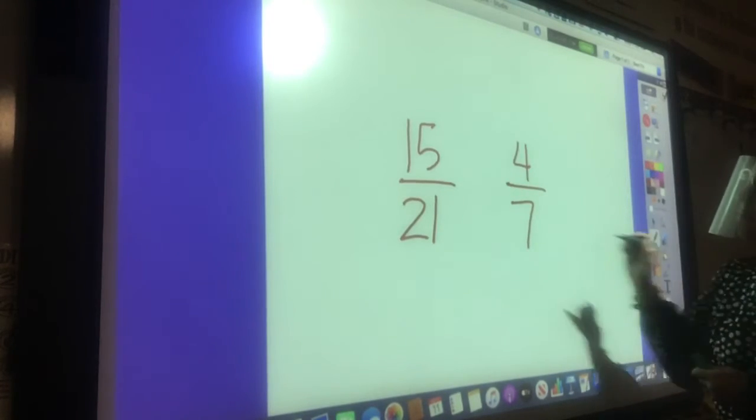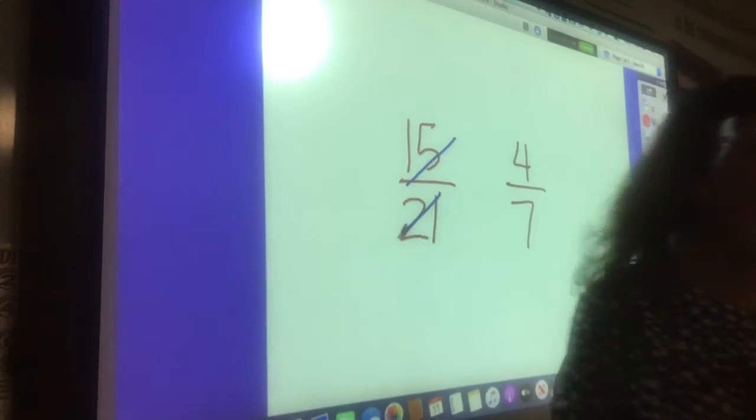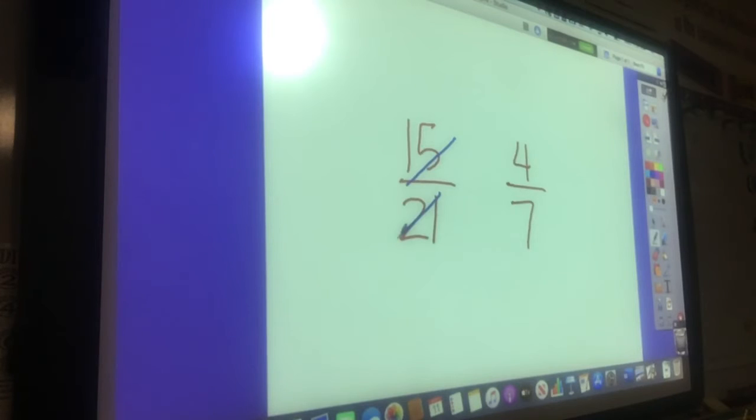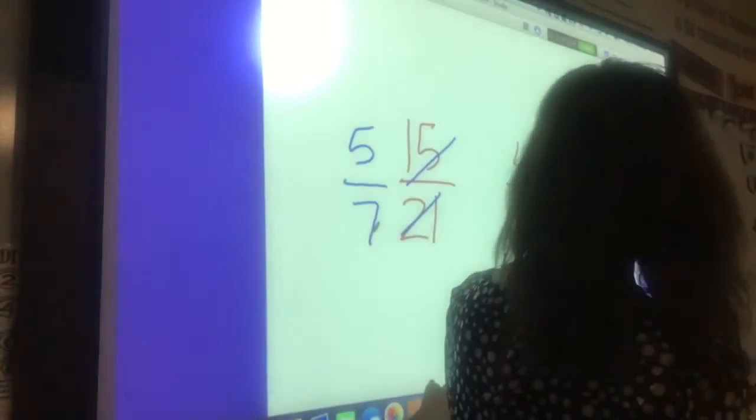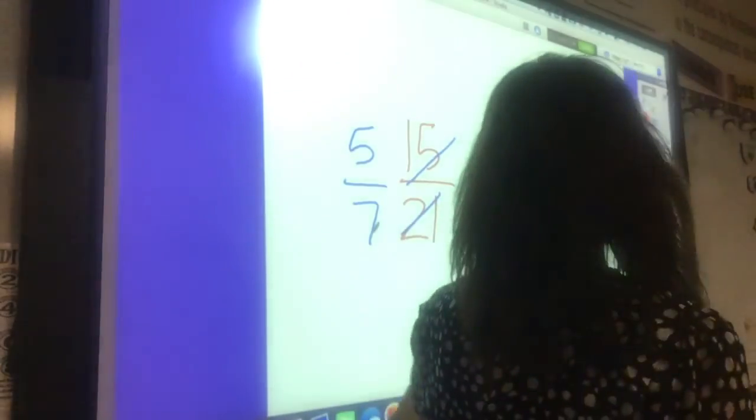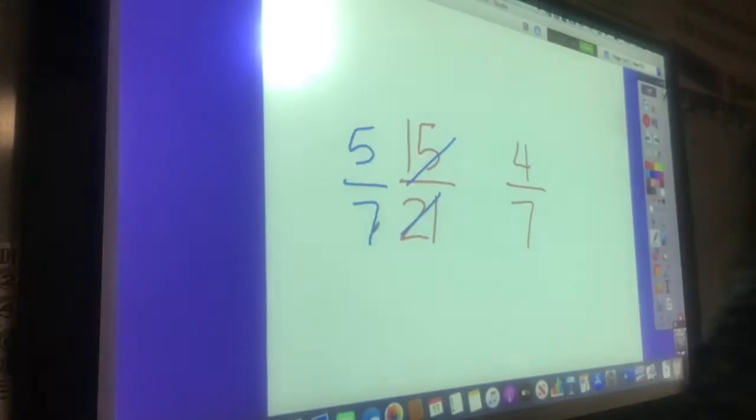Okay, and again, we can reduce this first so we don't have to multiply with such big numbers. So we know that 3 goes into both of those numbers. And so what could 15/21 reduce to, Thaxton? 5/7. We could reduce it to 5/7, and look what happens. You don't even need to use the shortcut because we have the same denominator. And so we have 5/7 and 4/7, so obviously 5/7 is going to be our bigger fraction because they have the same denominator.